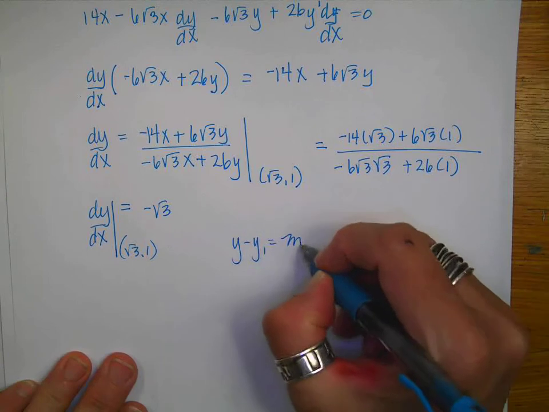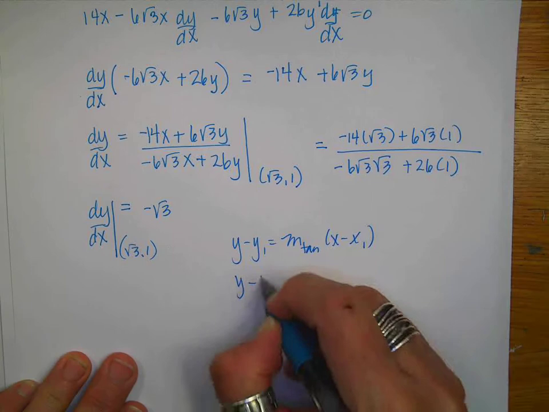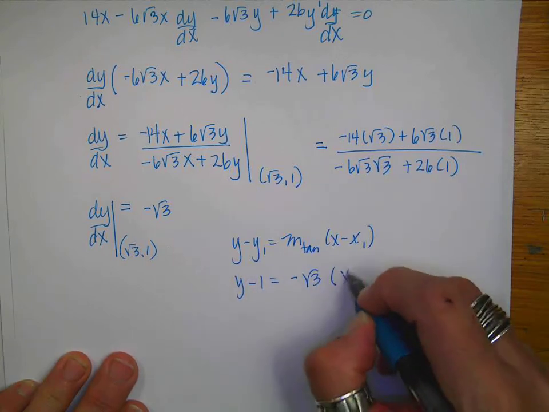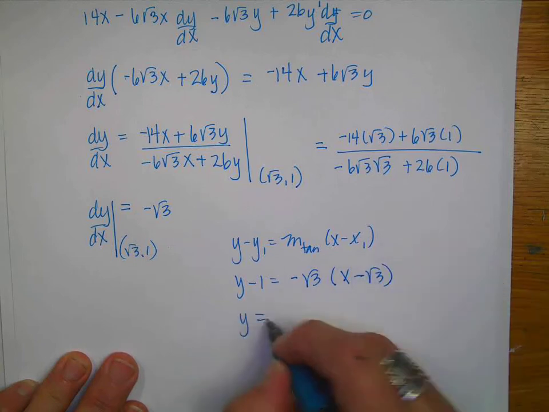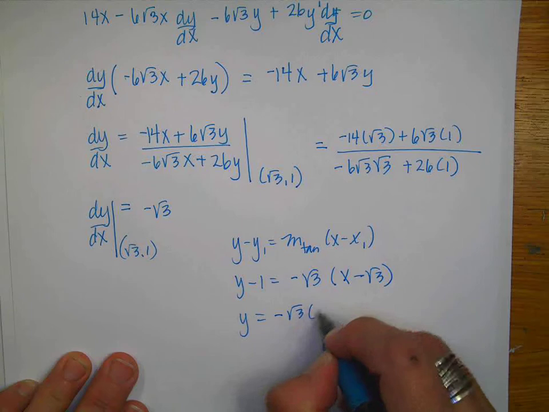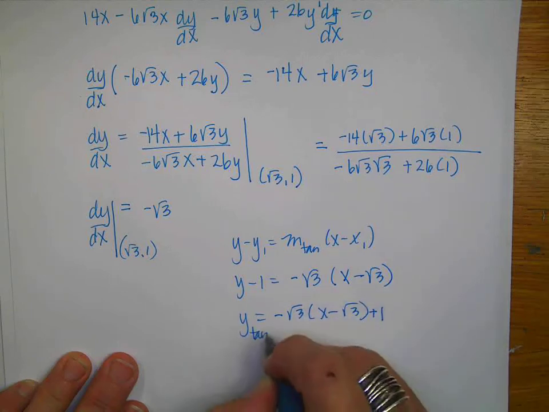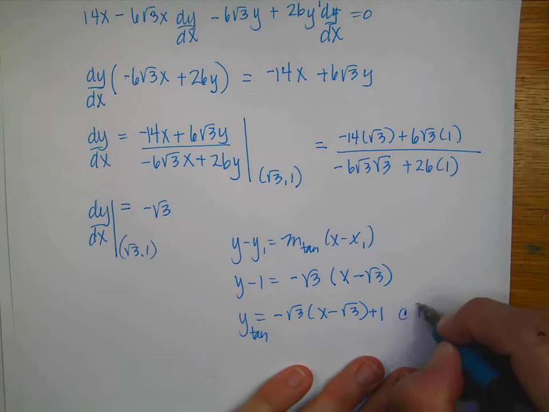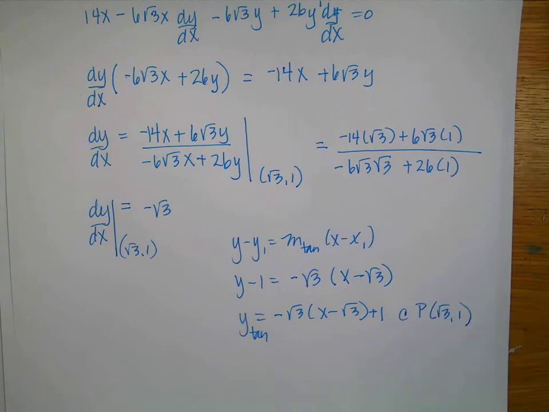Now I'm going to do my point-slope form: y minus y1 equals the slope of the tangent times x minus x1. So y minus 1 equals negative radical 3 times x minus radical 3, and I get y equals negative radical 3 times x minus radical 3, plus 1, and that is the equation of the tangent line. Whew, that was entertaining. Technically it's at the point radical 3, 1.